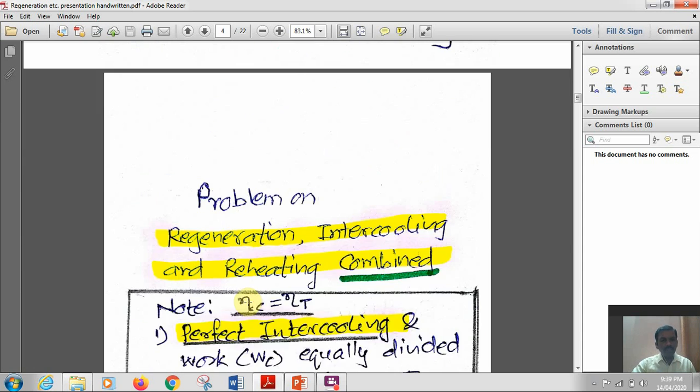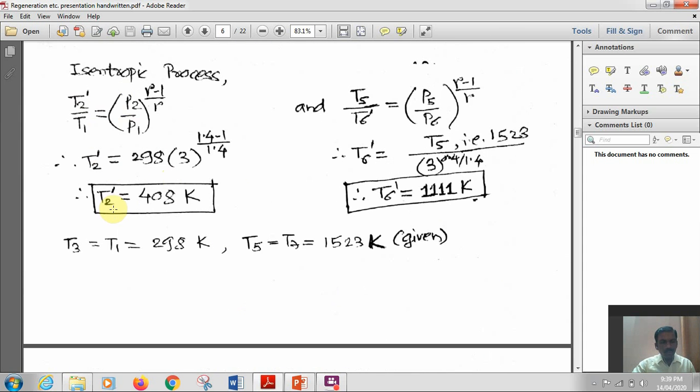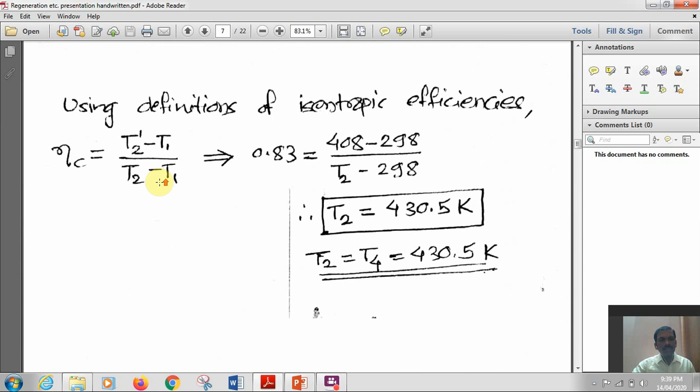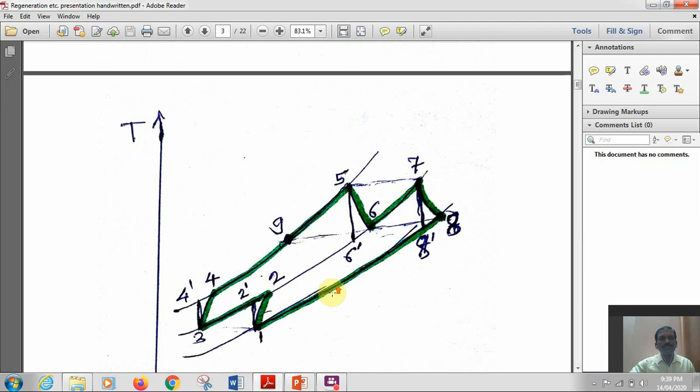Now you have got T2. So this way you have got the temperature ratio, and from the temperature ratio you have got the ideal temperature. Now from the isentropic efficiency formula, (T2 dash minus T1) upon (T2 minus T1), everything is known except T2. You can calculate T2, and that T2 is equal to T4. That is a different part. Got the point? Fine. So coming back to this diagram, T1 is equal to T3 and T2 is equal to T4. No need to calculate T4 separately. If you recalculate, you will get the same value.